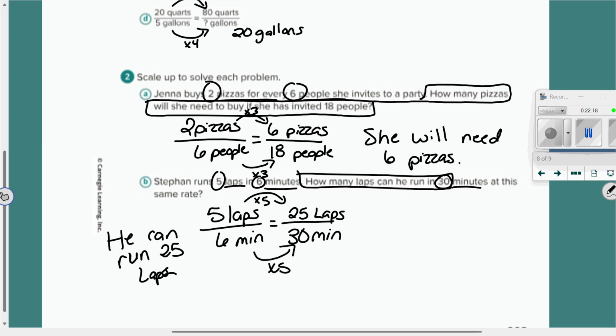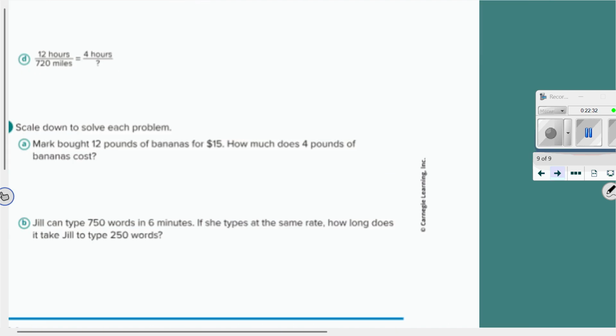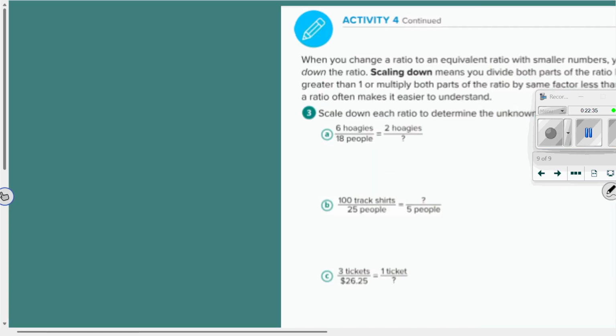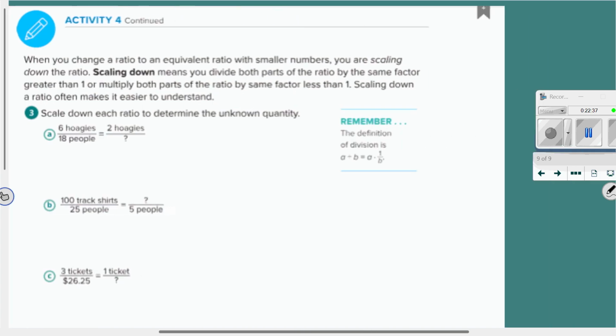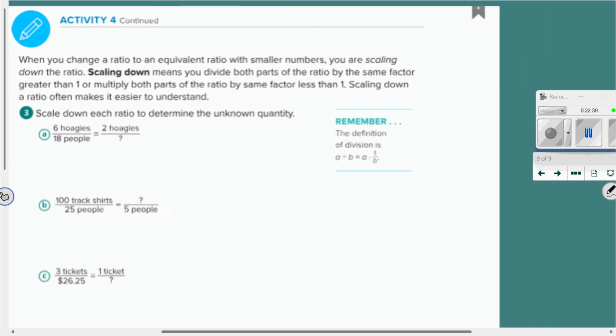So this is called what? Equivalent ratios by, what's it called when you're making them bigger? Scaling up. So guess what we're doing next? Scaling down. We are scaling down, and I'm not going to do an example with you because it's exactly the same, just the opposite operation.